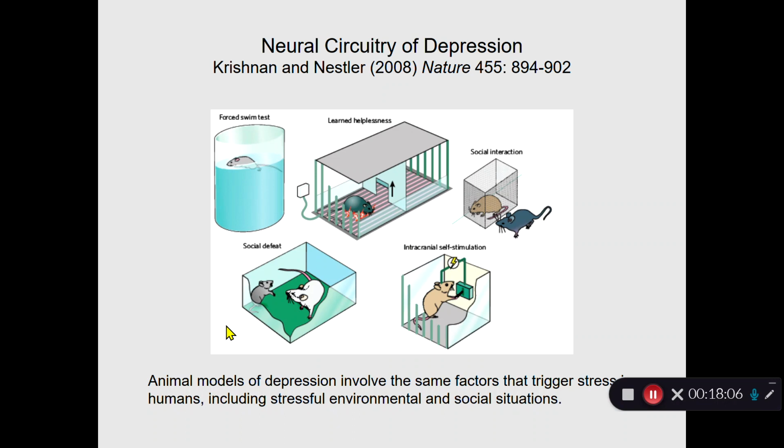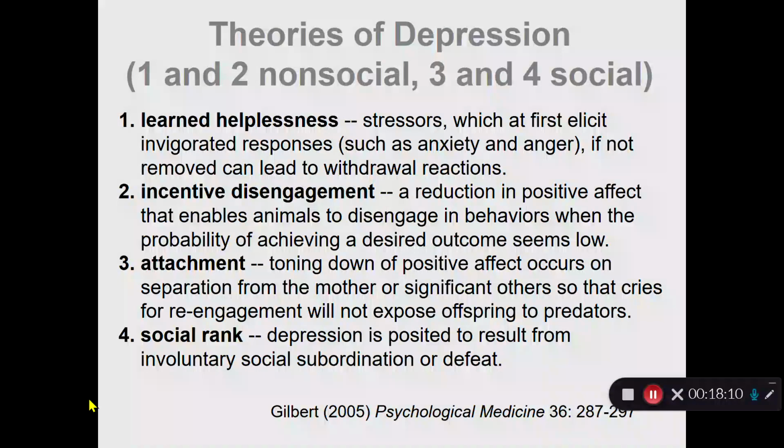So these kinds of experiments on rodents and on humans lead to psychological theories for depression. And again, these are from Paul Gilbert, your reading for the week. These are psychological theories. The first two are non-social, the second two are social. And what Gilbert is trying to argue here, and you'll find more of this information in the reading, is that depression evolved because it might have adaptive value.